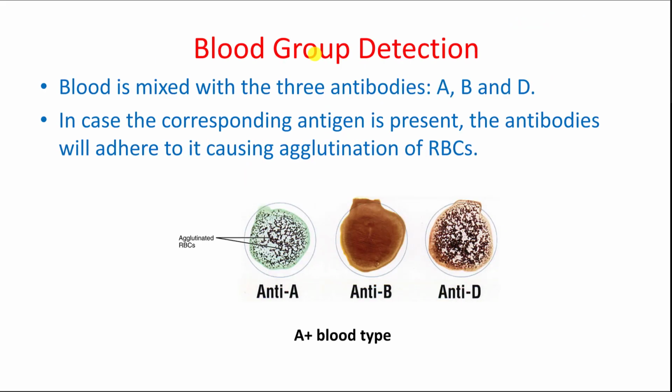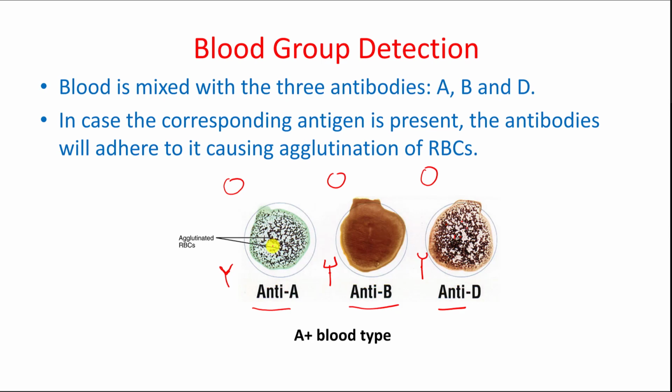Now, for the blood group detection, this is something we will do in the lab. We will have 3 wells. In those wells, we will have the antibodies. So in this well, we will have the antibody A, we will have the antibody B, and we will have the antibody D. And we will add the red blood cells, and we will see which antibody would catch something in the red blood cells.